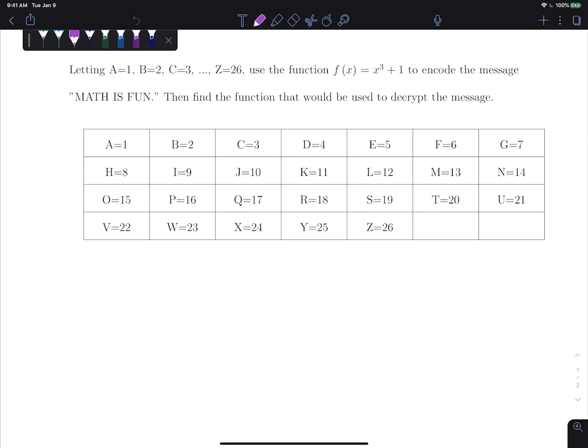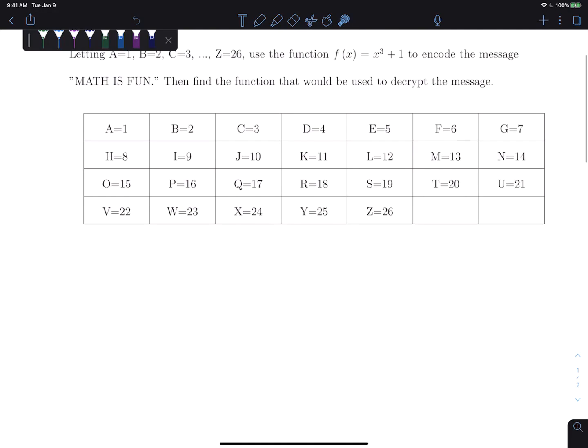Hello. In this video, we're going to look at an application. So we want to let a equal 1, b equal 2, and so on and so forth, all the way down to z equals 26, because there are 26 letters in the alphabet. So we want to use the function f of x equals x cubed plus 1 to encode a message. And the message is, of course, math is fun, because everyone knows math is fun. Then we want to find the function that will be used to decrypt the message.